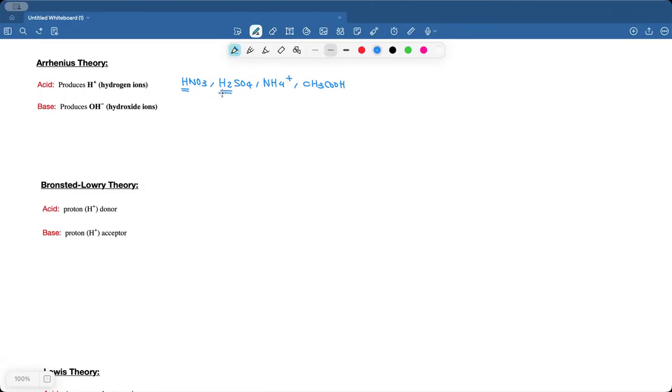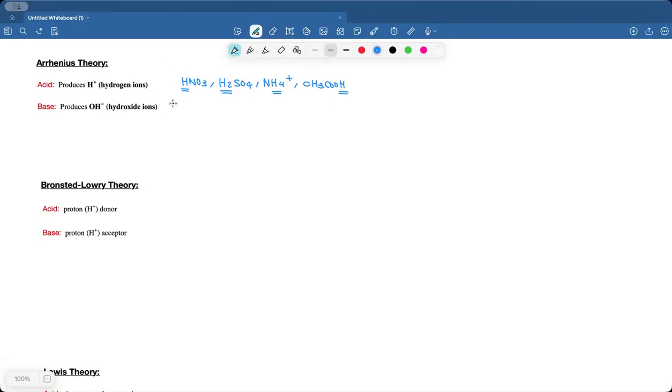H2SO4 has two H+ to be donated. NH4+ has an extra H+ that can be donated, so one of the H's can be donated. In the case of these organic acids, the H's connected to the carbon are not acidic. Only the H at the very end of the molecule is considered the acidic hydrogen. So these are the examples of Arrhenius acids.